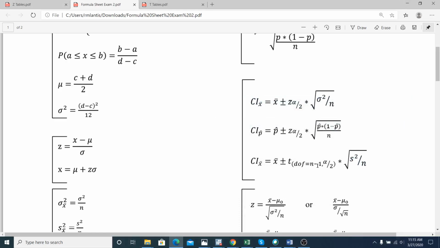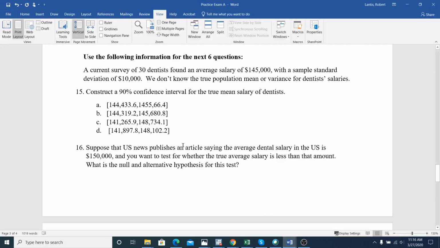The only really tough part of these confidence intervals is looking up this value, either z or t, in this case a t value. It reminds me my degrees of freedom is simply n minus 1. I've got 30 dentists, so my degrees of freedom would be 30 minus 1, or 29. My alpha for the 90% confidence interval, what's outside the interval, is 10%, in decimal form 0.1, so my alpha is 0.1. So the area I want in each tail is not 0.1.